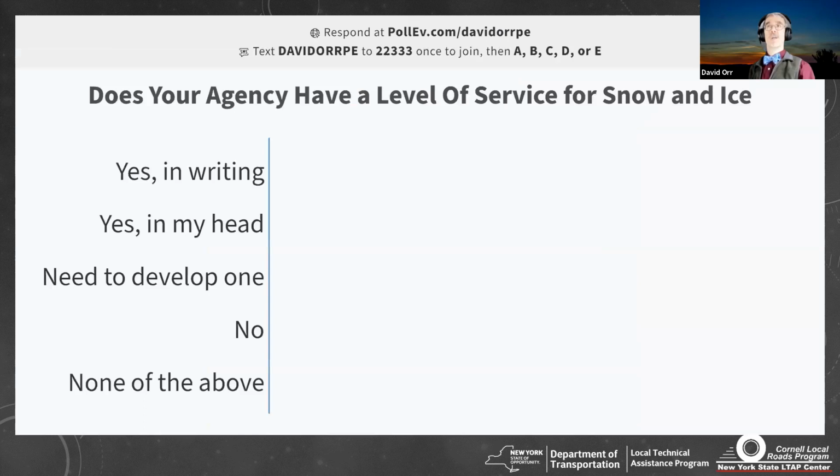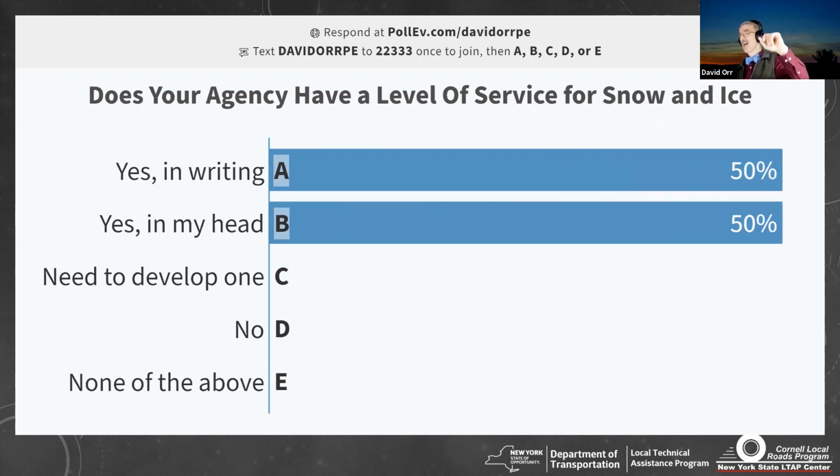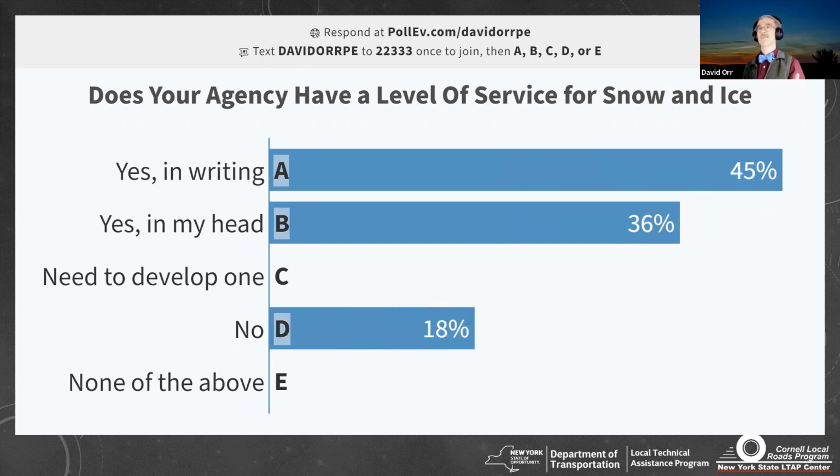Okay. So let's just ask, does your agency have a level of service for snow and ice? Yes, in writing. Yes, in my head or in a bunch of notes that's not been confirmed. You need to develop one. You don't have one, or none of the above. And if you type in none of the above, tell me what the none of the above is.